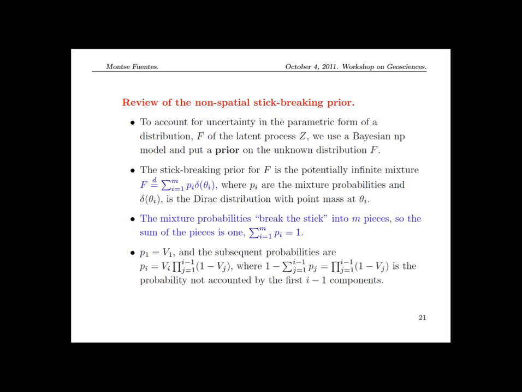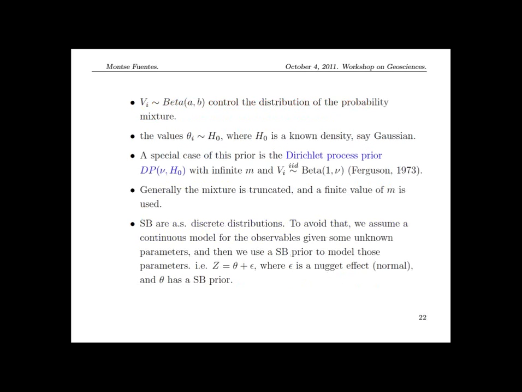So here you have the first probability that explains a fraction of the total, and then the subsequent probabilities that would explain some fraction of the remainder. This product here is just the remainder. So this is the probability that's left to explain after accounting for the previous components, and this is the fraction that explains. So it's a relatively simple concept. These are probabilities of taking different values. You have the thetas, and then you associate to each one of those potential values a probability.